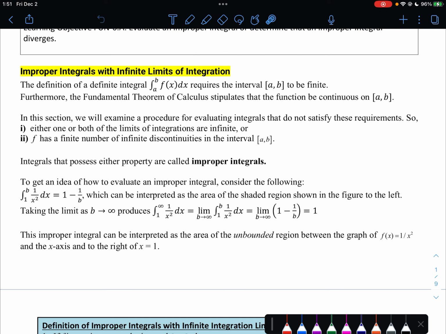To get an idea of how to do this, let's consider this right here. If we integrated that and substituted in, we would get this back, which we interpret as the area of the region. If we took the limit as b approached infinity, this would go to 0, so our answer would go to 1. This improper integral can be interpreted as the area of the unbounded region between the graph of f of x, the x-axis, and to the right of 1.